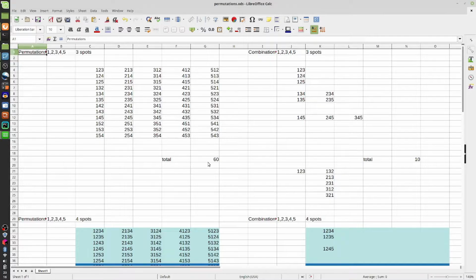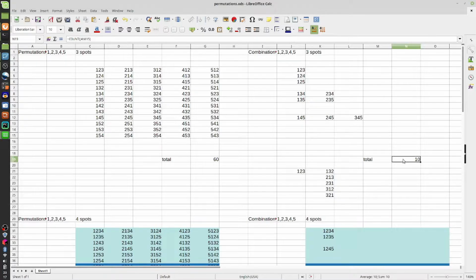Permutations care about order. When I say they care about order, it means the numbers 1, 2, 3 and 2, 1, 3, even though they have the same numbers, are different. Combinations is asking the same question, but any redundancy is taken out. So 1, 2, 3, 2, 1, 3, and 3, 1, 2 are all considered the same, and we're going to delete those. Even though we have the same numbers and the same 3 spots to fill, we only have 10 total combinations in this sense.